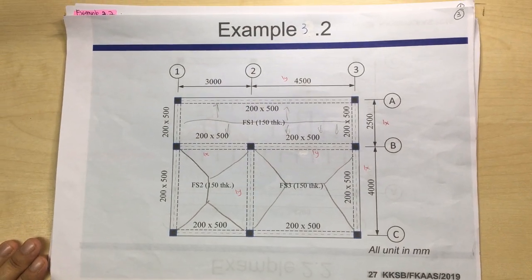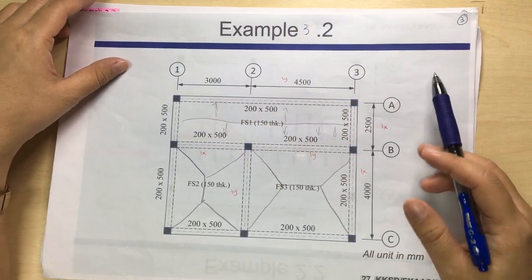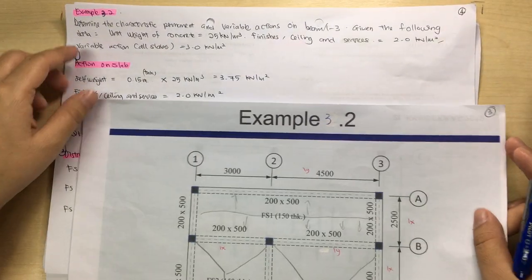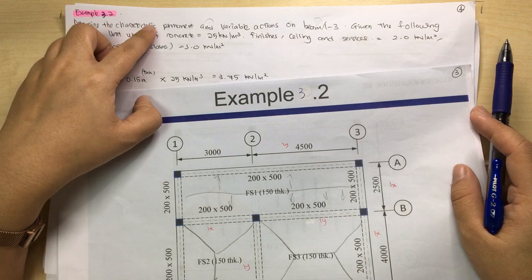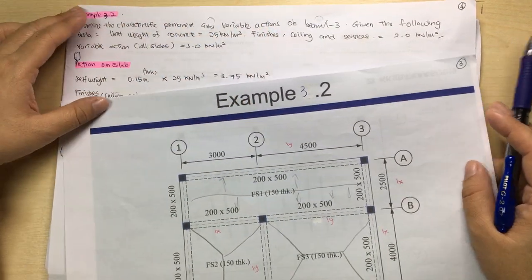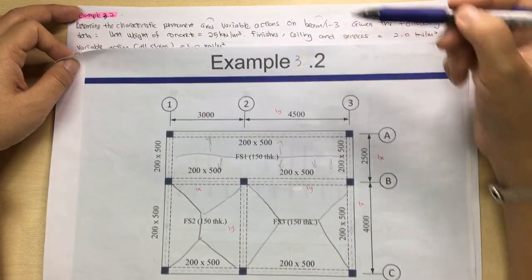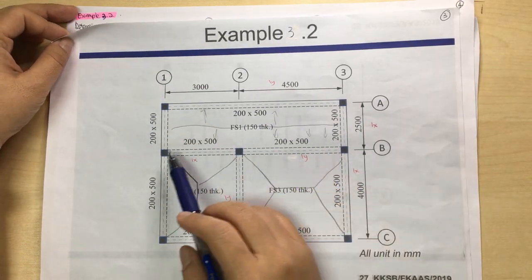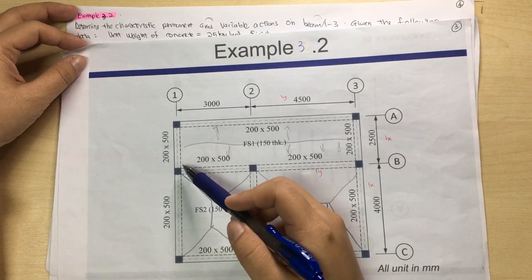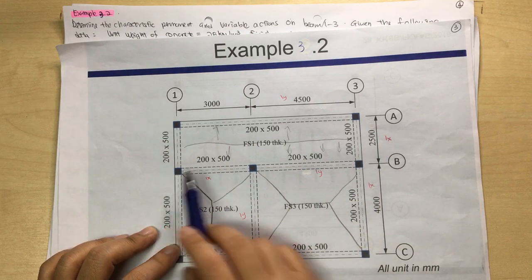Okay, so let me explain example 3.2. This is the plan. So let's go to the question. You can see that it asks to determine the characteristic permanent and variable actions, the GK and the QK, on beam 1, 3. So this is beam B13. You want to determine the characteristic permanent and variable action on this beam from B1 to 3.